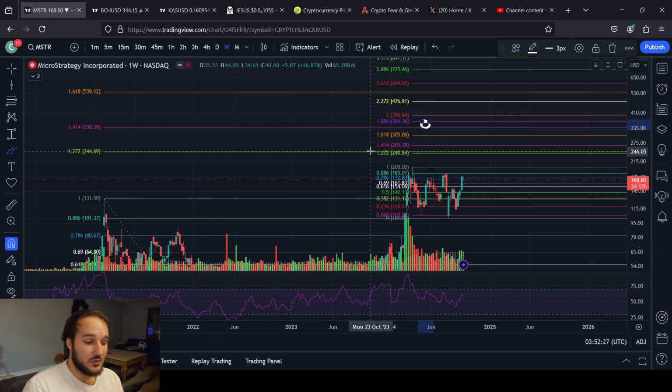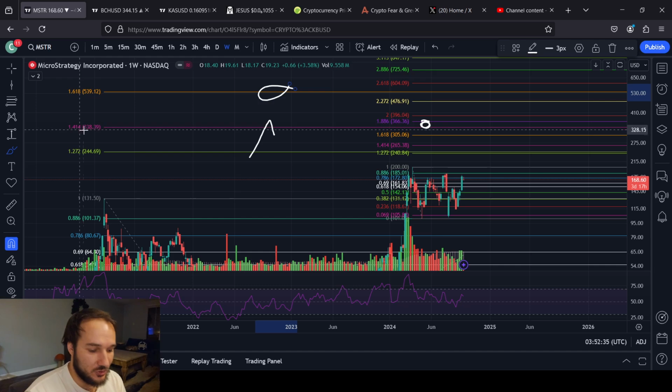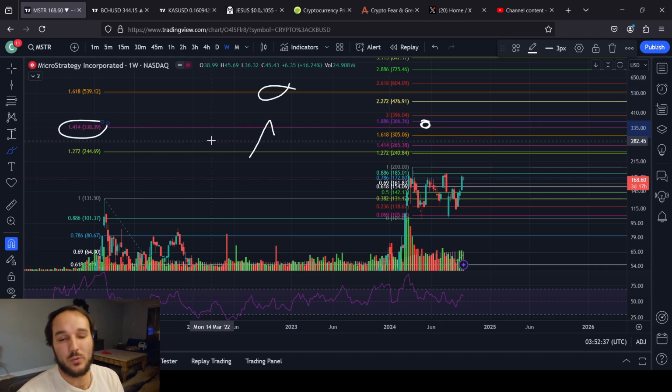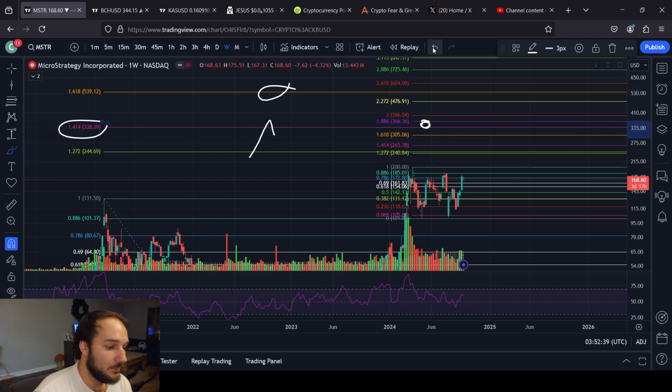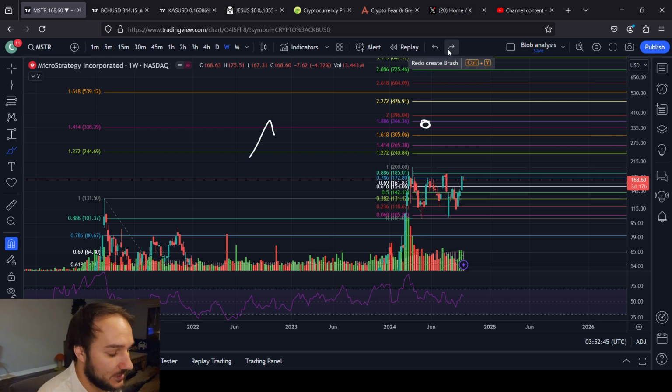Oftentimes too, in crypto, and this is a crypto related stock, you do go just above your 1414, and that's where you find resistance, and then that's okay. A lot of people look for the 1618 because it's the golden ratio, but nobody pays attention to the 1414, even though we do find a lot of respect on it at very key points across various charts, not just in crypto, but specifically crypto, absolutely.